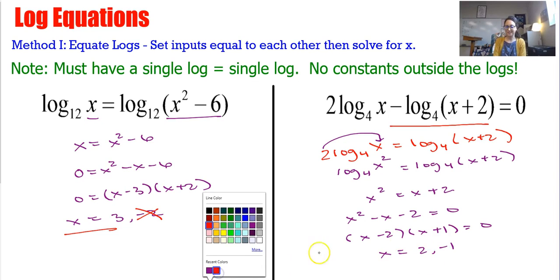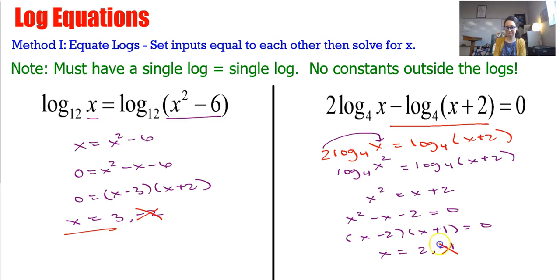So I can look at my options actually, and I can toss the negative 1 right away. Do you know why? So I put negative 1 in here. I'm taking log of a negative, and that is meaningless, okay? But let's test x equals 2.